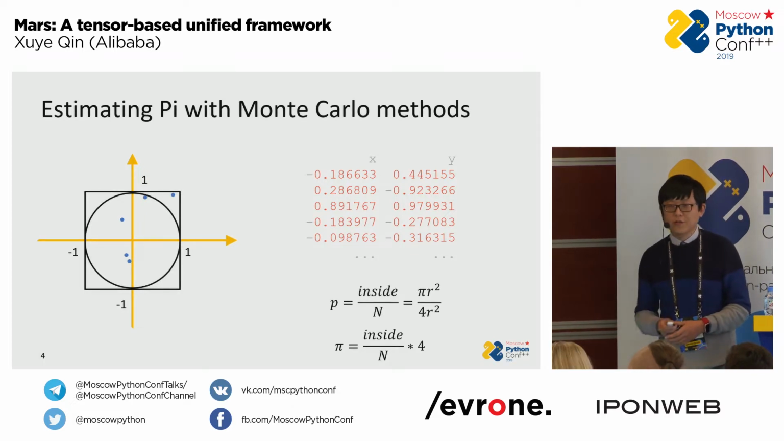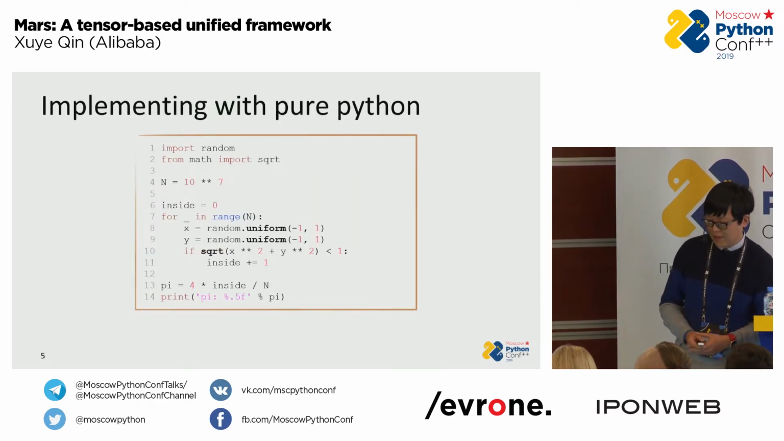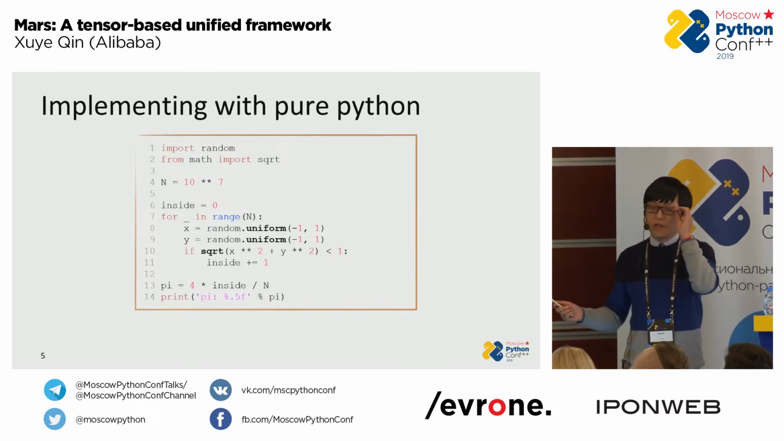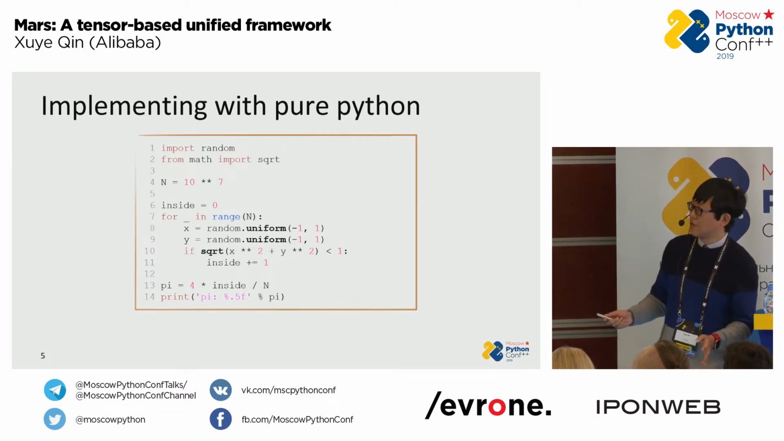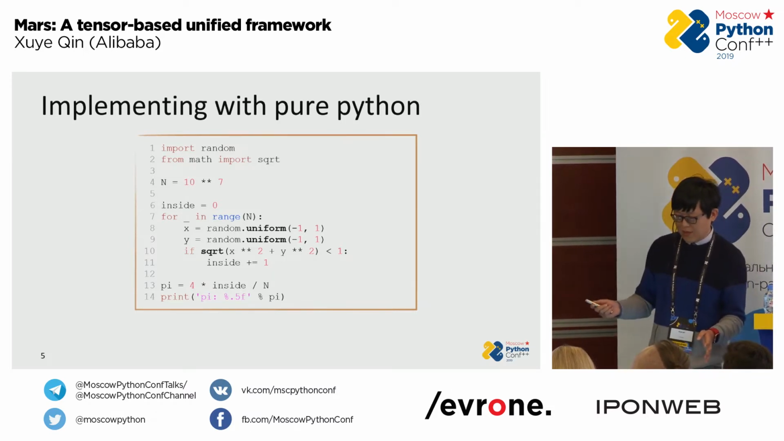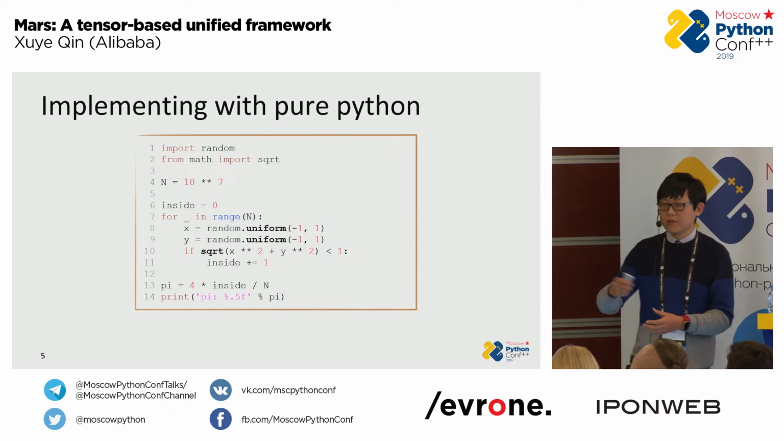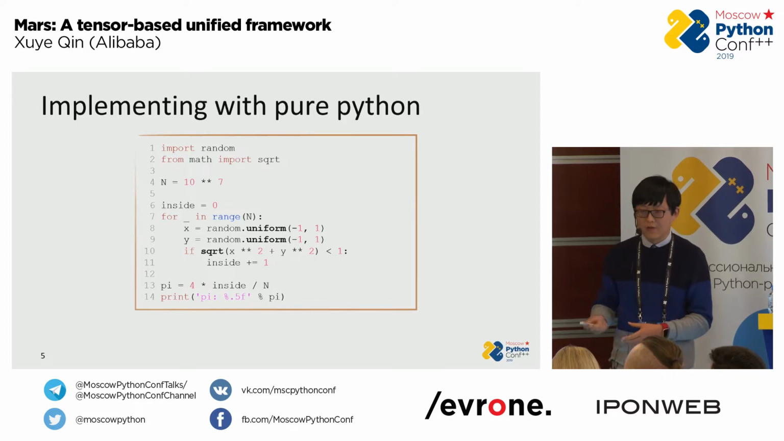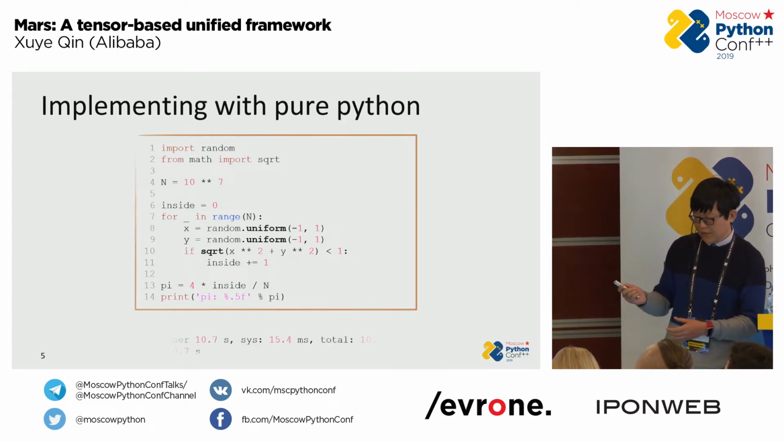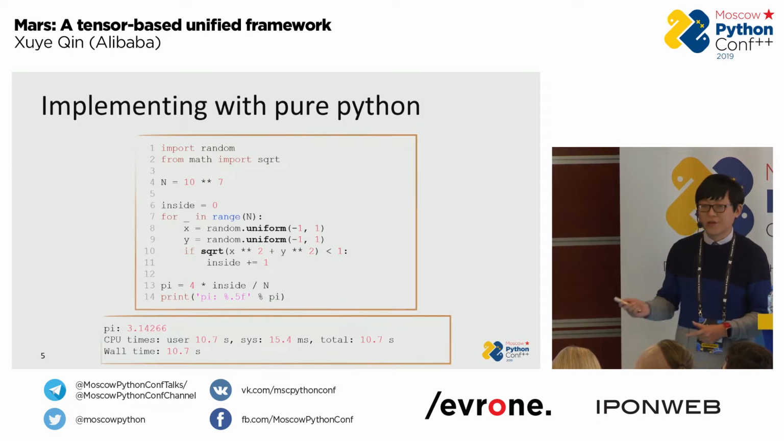The simple idea to solve this problem is to write a pure Python version. Here we assume we generate 10 million points, and we just need a loop. In each iteration, we generate x and y, the coordinates, and if the distance from the point to the origin is less than 1, we increase the inside variable by 1. We get a pi quite close to the real one, and the execution time is about 10 seconds. It's actually quite slow.